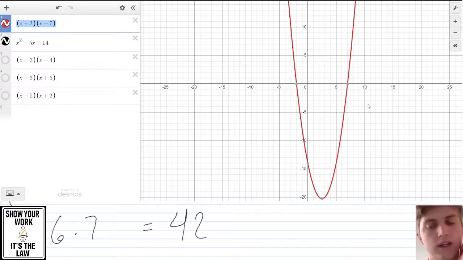So that's what we're going to teach you to do in this lesson. We're going to figure out a way without graphing to find these 2 values. Now let's go ahead and look at these other examples.